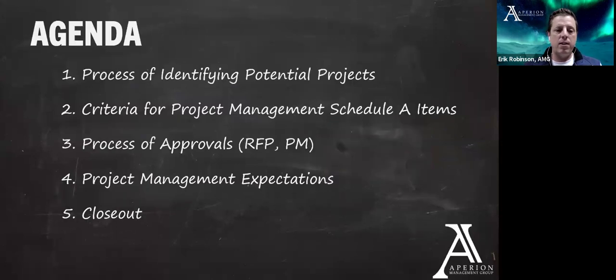But the agenda for today is what process we go through to identify potential projects that are going to fall under the Schedule A project management charge, the criteria that we use to make those determinations for project management Schedule A items, the process that our managers will go through with the boards of directors to get approvals on the different steps of that process, the general expectations for Aperion Management Group and the board for that project management, and then what the closeout looks like.